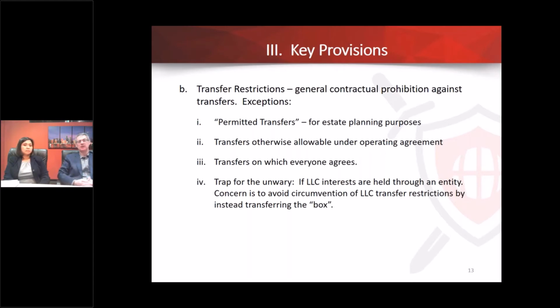Now you have the LLC, which says, no, that's no problem. If you write in there that you cannot transfer, it is not available to you unless we all agree. That's it. It's locked up. It's a great change, and it's not only protective of your business operation, it's also protective of the equity.